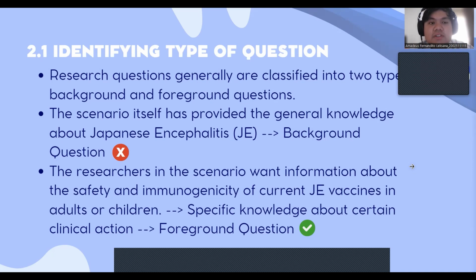So the question itself is not considered a background question type. But afterwards, the researchers in the scenario want information about the safety and immunogenicity of current JE vaccines in adults or in children, which is asking about specific knowledge about a certain clinical action. This type of information is usually asked in foreground question types. So the question is considered a foreground question type.